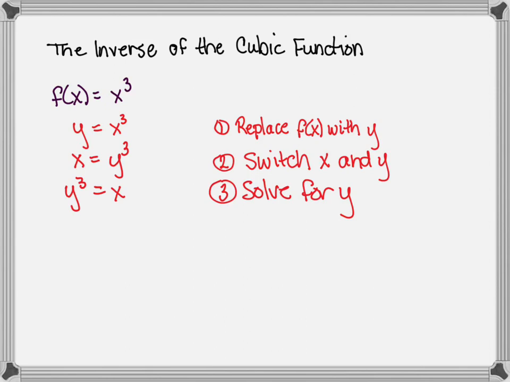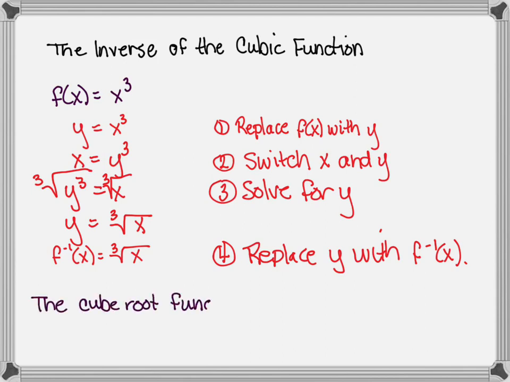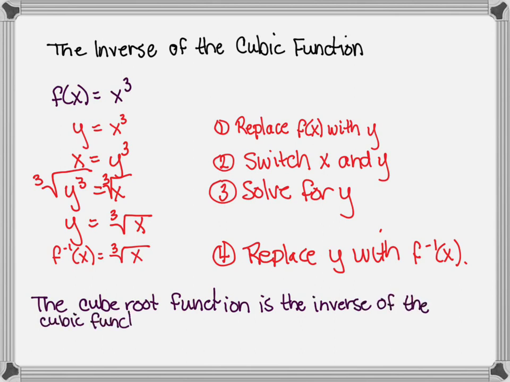And then to get rid of the exponent, I'll take the cube root of both sides. And we end up with y equals the cube root of x. And then finally, for notation's sake, we will replace y with f to the negative 1 of x. So f to the negative 1 of x is equal to the cube root of x. So the cube root function, which we just found, is the inverse of the cubic function.